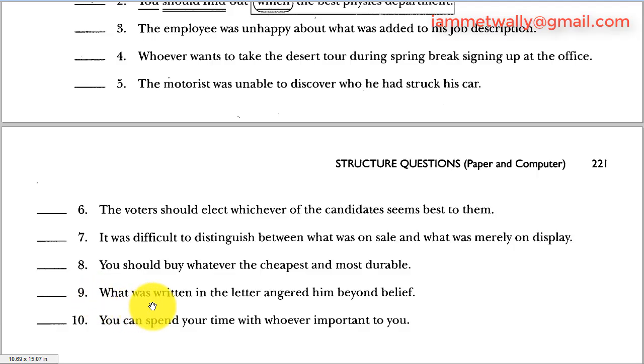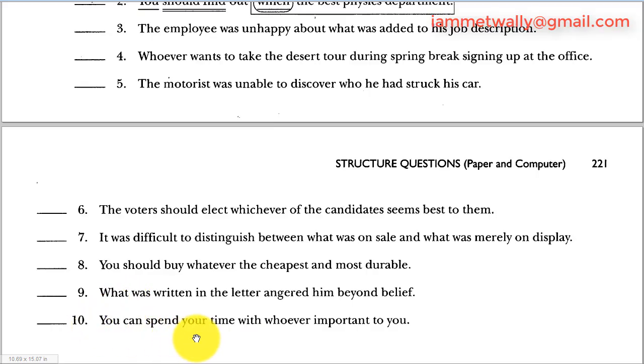Number 9. What was written in the letter angered him beyond belief. What is a subject for the verb was, and it's also a connector. Angered is the verb, where the subject of the verb angered is what was written all together as a noun clause. So this sentence 9 is correct.